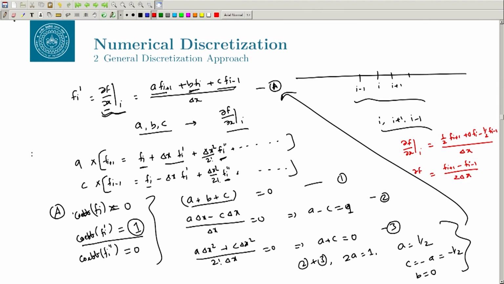What is this? This is nothing but your central differencing formula. So, by just finding the coefficients A, B and C and using the Taylor series, we got the central differencing formula. Now, this looks very trivial because you can easily calculate the central differencing formula, but you can use this general discretization approach to find approximations of derivatives using any discretization points. You can use i minus 1, i plus 1, i plus 2 and so on and so forth. I will show you some examples.